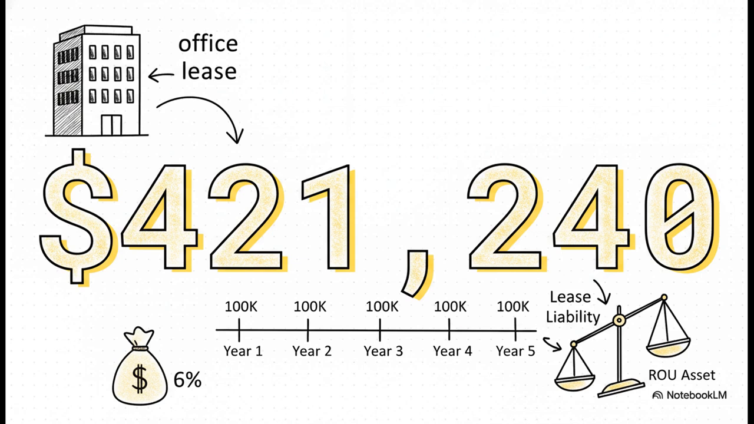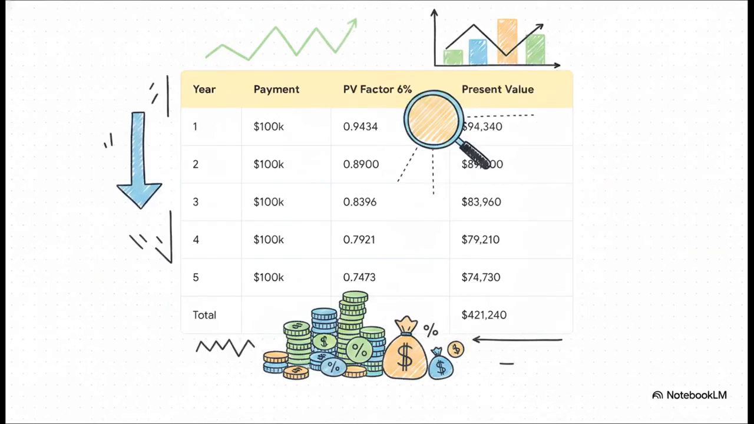When we do that math, the actual starting liability recognized isn't $500,000. It's exactly $421,240. If you look at how this breaks down, notice how that 6% discount rate actually shrinks the present value of each future $100,000 payment.